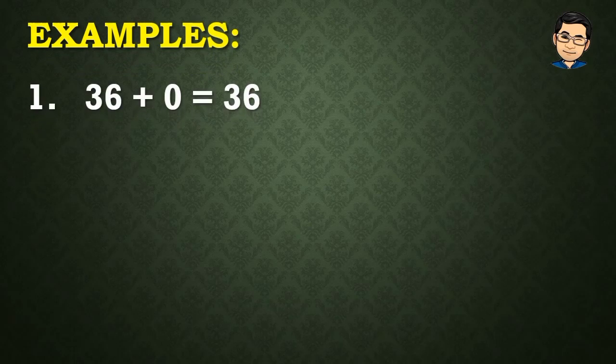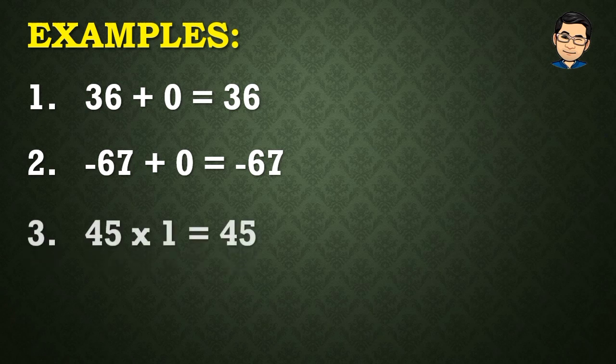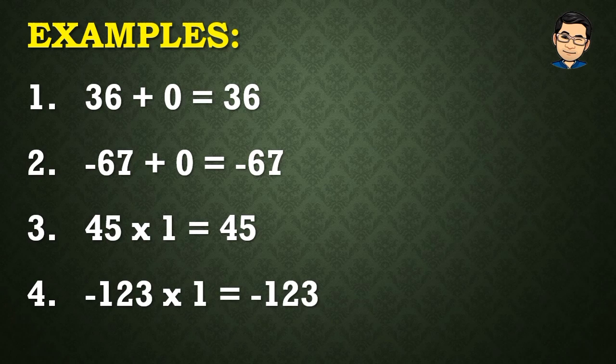Number 1, 36 plus 0 is equal to 36. So, yung 0 kasi yung value niya, wala. So, 36 plus 0 is equal to 36 pa rin. Hindi nagbago yung sagot. And then, negative 67 plus 0 equals negative 67 pa rin. For multiplication naman, ayan, 45 times 1 is equal to 45. And then, negative 123 times 1 is equal to negative 123. Okay. So, kahit mag-add ka ng 0, walang magbabago sa number, sa sagot. Mag-multiply ka ng 1, wala pa rin magbabago dun sa product. So, yun pa rin yung number na iyon.